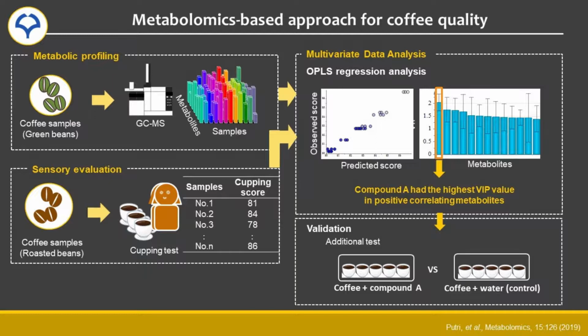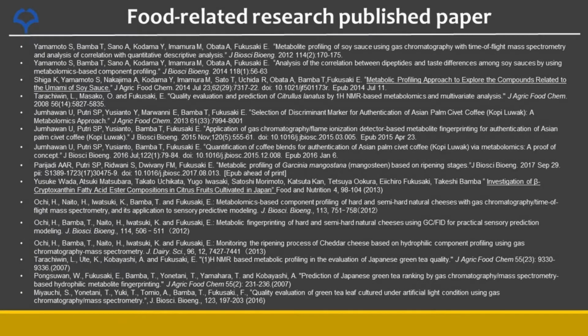So, the cupping score and metabolome data were combined and correlated using multivariate data analysis. The result from this data analysis suggests compounds that has important correlation with coffee quality. To validate the result, validation by addition test is necessary to be conducted. And this slide shows the food metabolomics related research that have been performed and published from our lab.